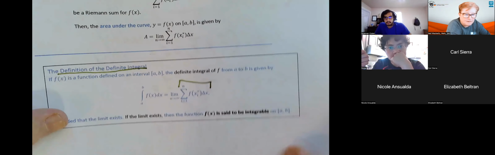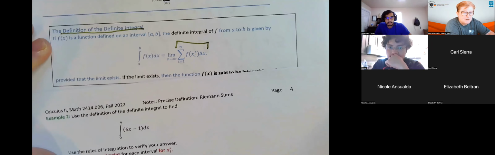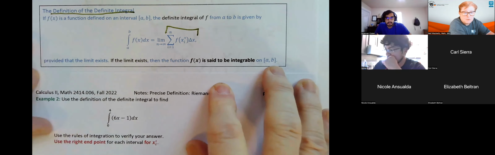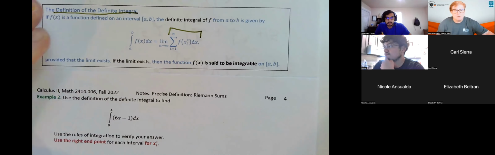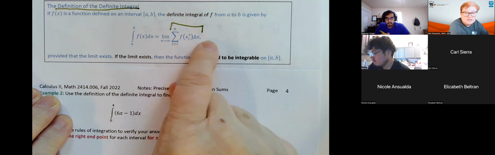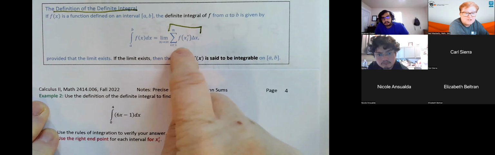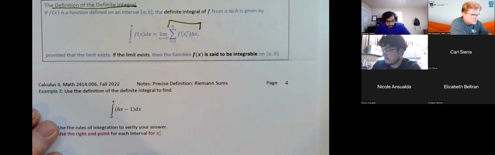So the fun thing that y'all are skipping is that this is the definition I mean for you to use. The rules of integration are going to help you check your answer. That's good, but we want to use this definition of the definite integral because that's what we've proved is correct. So I want you to find delta x, x star, f of x star, and then this summation. That's what it means to use the definition.